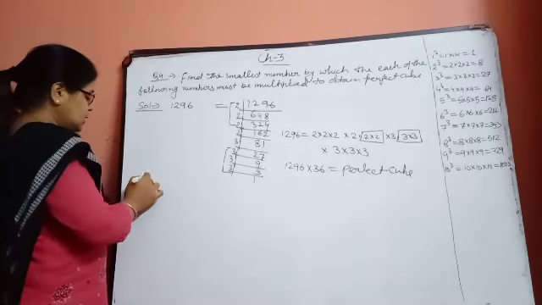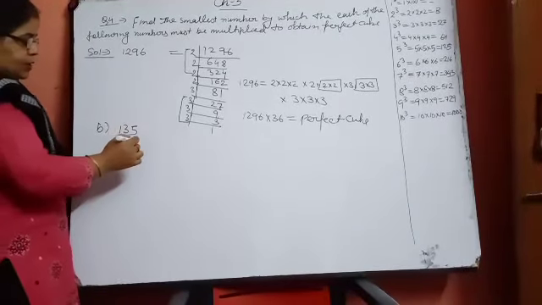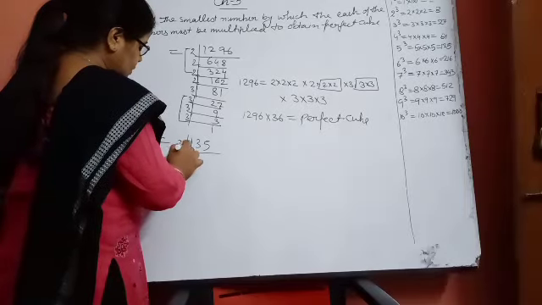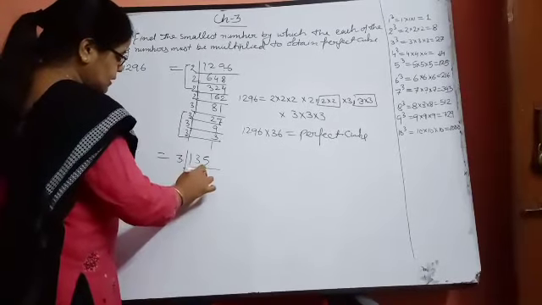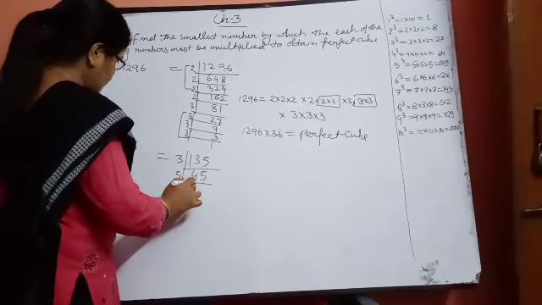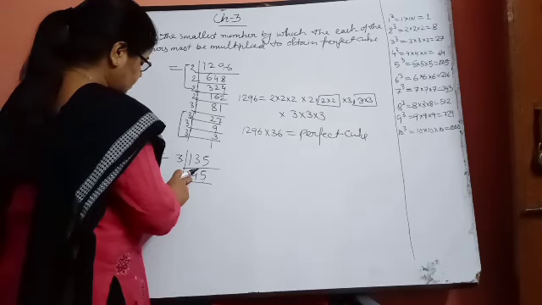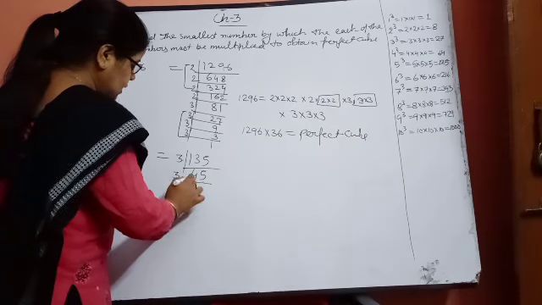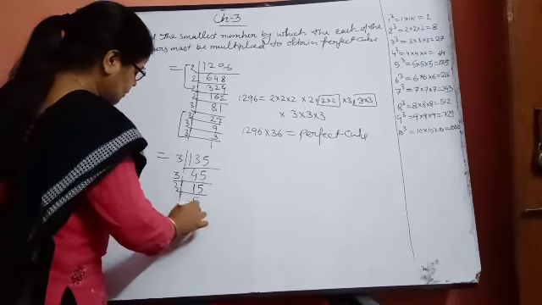Next, part B of this question is 135. By which number should you multiply 135 to make it a perfect cube? Again I am repeating the procedure. First do the prime factorization. By 2 it will not be divided. Check it by 3. 3 fours are 12 and 3 fives are 15. Then 3 threes are 9, and again by 3 it will be divisible. 3 ones are 3 and 3 fives are 15. Then 5 ones are 5.